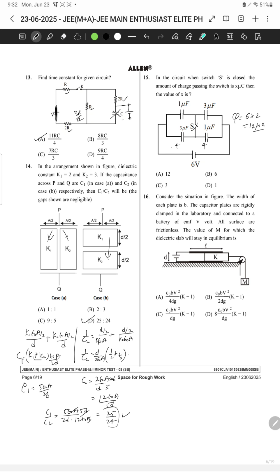So when the charge is 12 microcoulomb here, that charge will distribute here, 1 and 3. So let's say charge is q1 here, q2 here. So charge q equal to cv. That means charge will distribute directly proportional to capacitance. So q1 by q2 is equal to 1 by 3. So q1 is 1 by 4 into 12, which means 3.